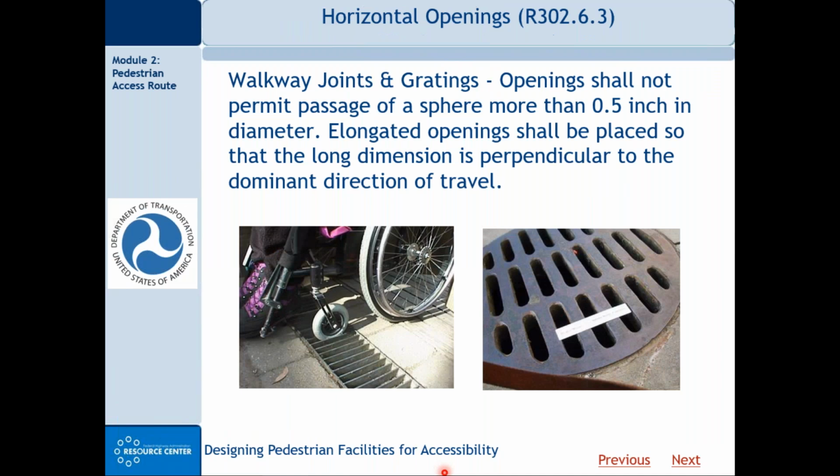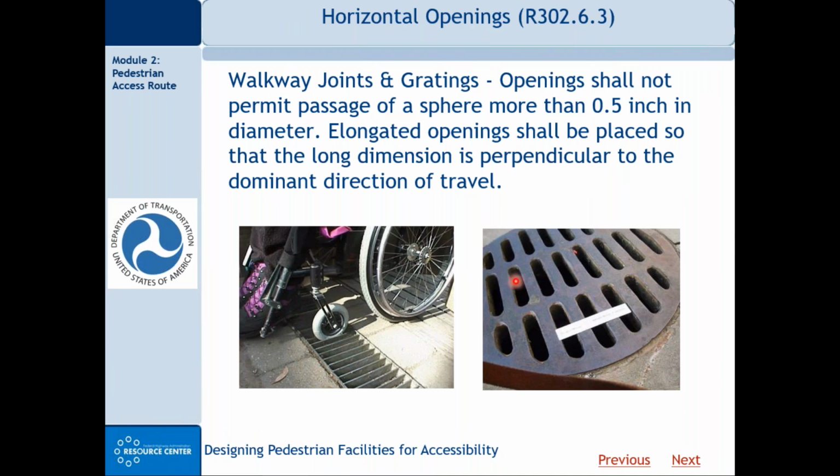I mentioned horizontal openings like grates and joints, and here you see some of the issues. Notice on the left, the small front wheel of that wheelchair drops into that grate opening. The wheelchair is going to stop suddenly, and at best they're going to be stuck there, unless somebody comes along to help get them out. But at worst, depending on the speed of the chair, the person in the chair could be pitched forward onto the sidewalk and suffer serious injury. So we need to pay attention to horizontal openings in the PAR.